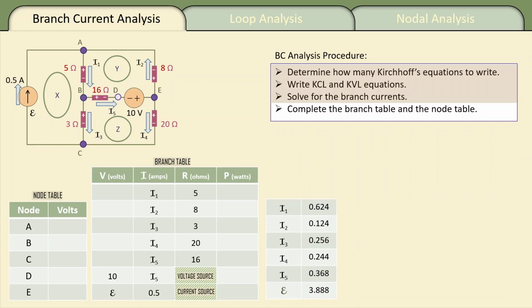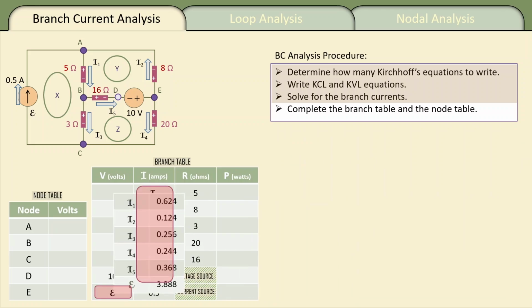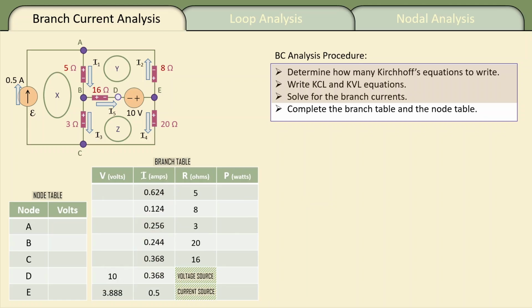Now, with our branch current variables solved, we just put those in the branch table. And now all that's left is to find the voltages associated with the resistors. We simply use Ohm's law. So now we know the volts and amps for every component in the circuit.